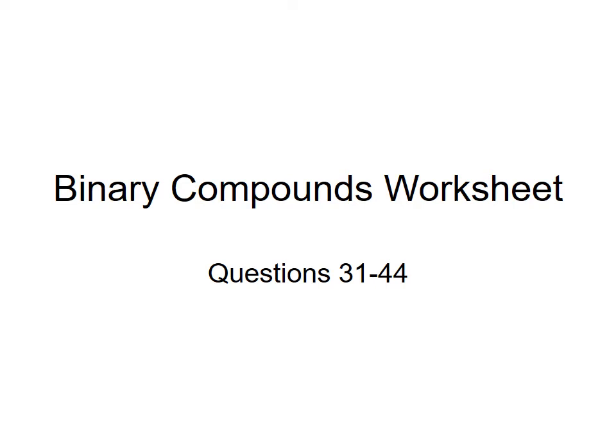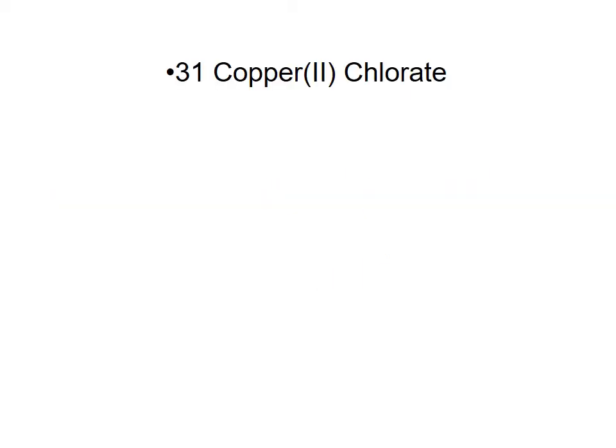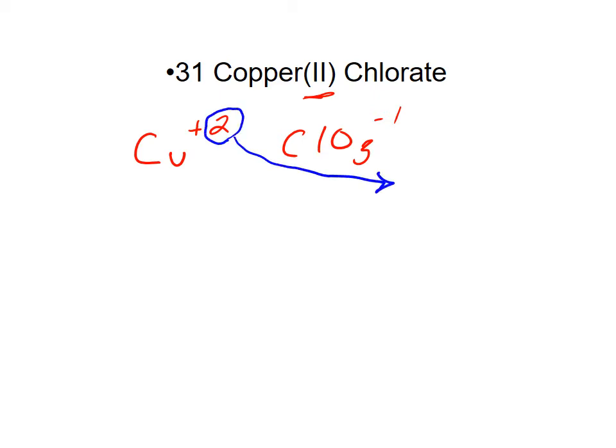Okay, and these are the remaining questions 31 through 44. Just a reminder, once again, correct any of your mistakes so that you pretty much should have the same format that I have. So this is copper 2 chlorate. The symbol for copper is Cu. That Roman numeral 2 means that it's going to be a +2. Chlorate is ClO3 -1. Once again, we have a situation where they do not add to 0, so we're going to do our cross.